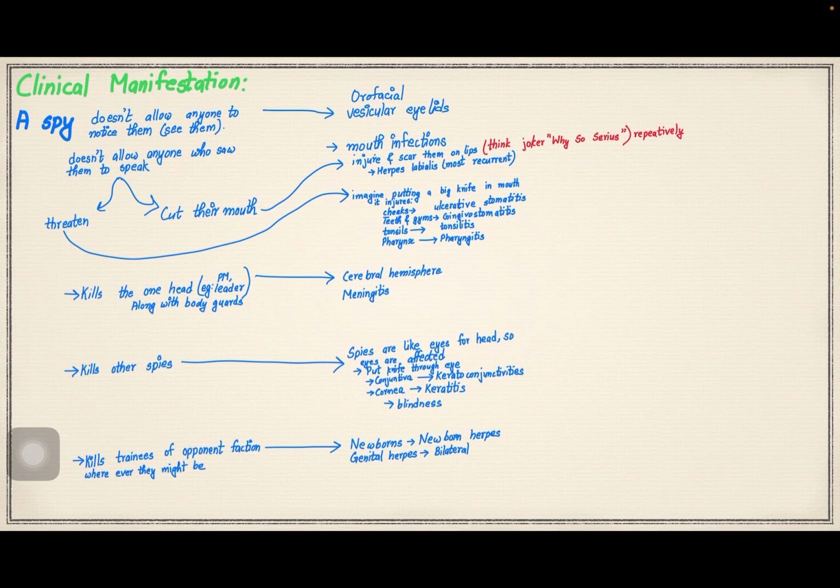How does it damage our eye? Well, just put a pencil into your eye. I don't recommend that again. When you do so, you will be touching your conjunctiva at first, which is related to the fact that there will be keratoconjunctivitis, and touching your cornea means there will be keratitis. And finally, when you put a pencil into your eye, you get blind. That's simple as that. Killing new trainees means killing newborns, and also there is genital herpes. These last two are the ones that are caused by HSV-2, whereas all the others are caused by HSV-1.